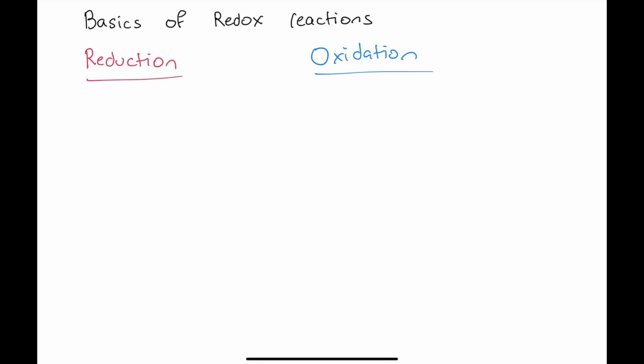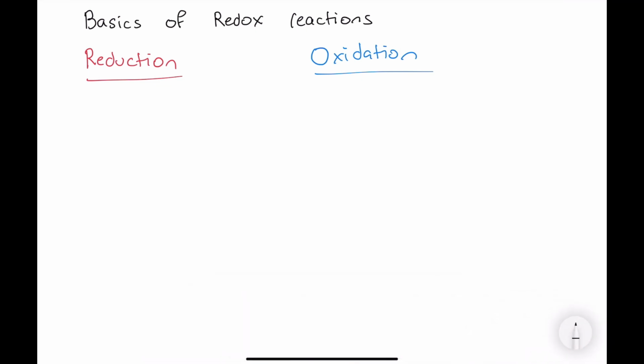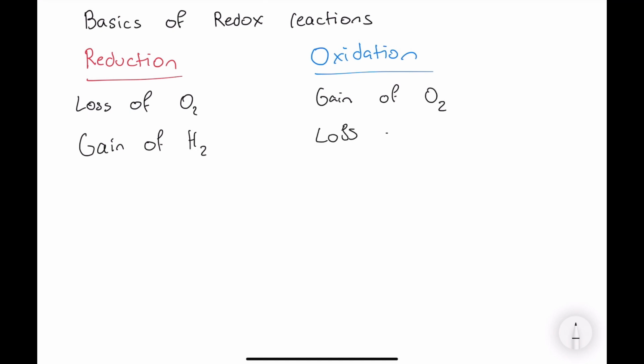Hi everyone, so today I'll be going over the basics of redox reactions, and first I'll go over the three definitions of redox. So the first one, that's kind of in the name: reduction is the loss of oxygen and oxidation is the gain of oxygen. You can also talk about redox in terms of hydrogen, so reduction can be the gain of hydrogen, and oxidation is the loss of hydrogen.